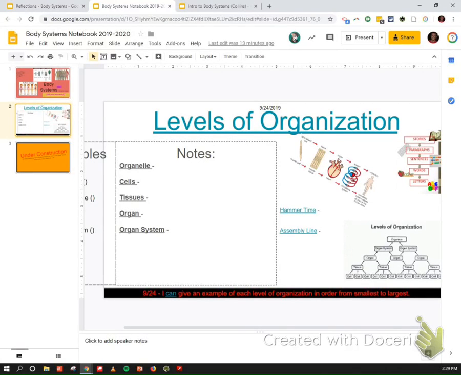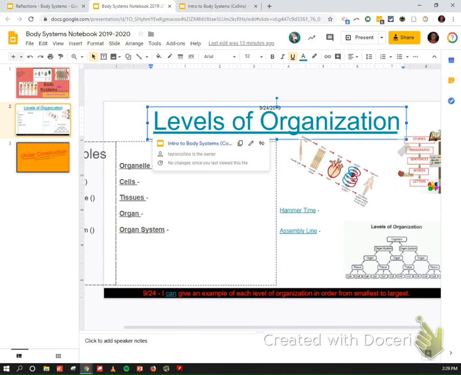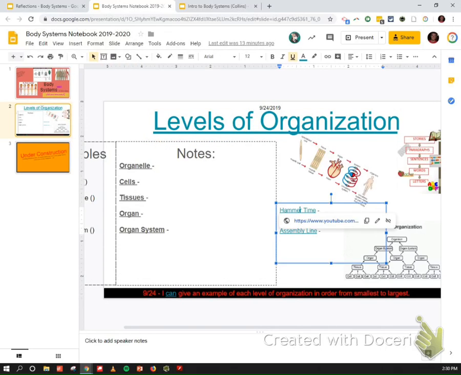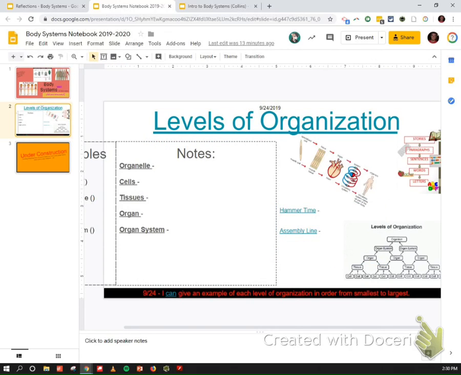All right, so before we actually start in the slideshow, if you had to guess where the slideshow that we're going to go over is, where would you guess? Right here where it says levels of organization. Normally that's where I put it. And we're also going to look at these two videos towards the end of class. There's a YouTube video there and a YouTube video there.